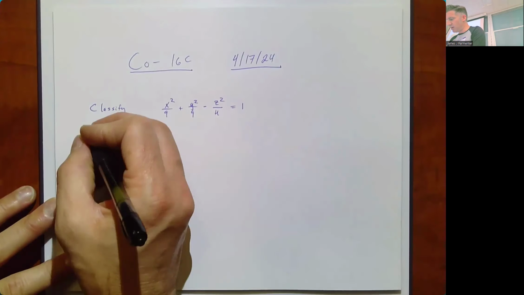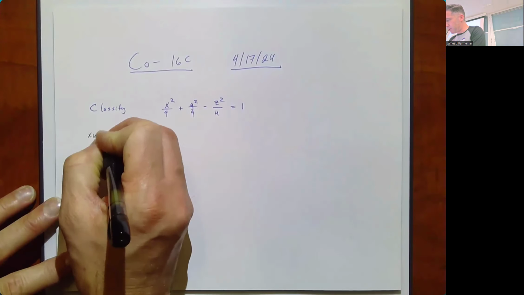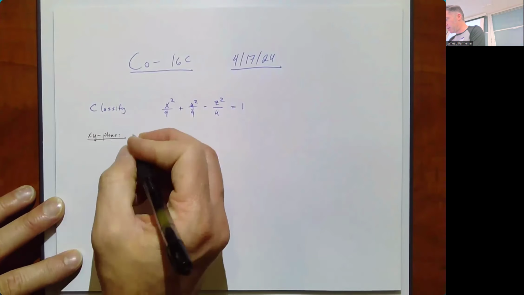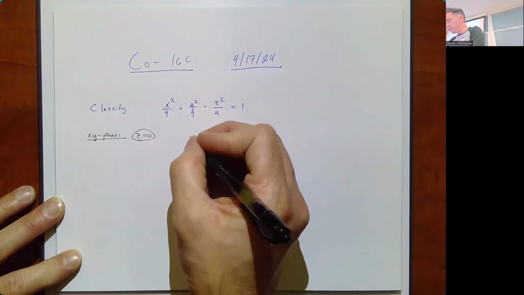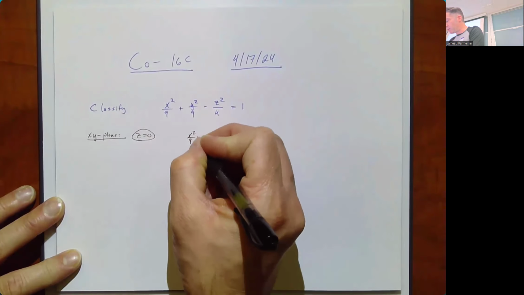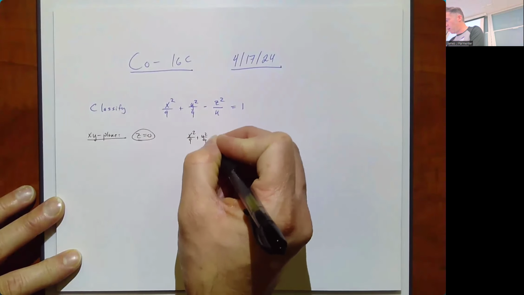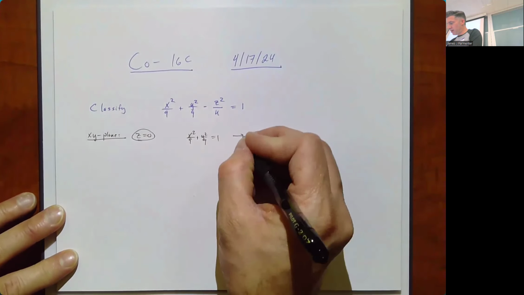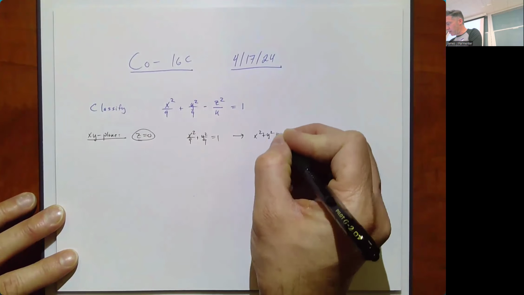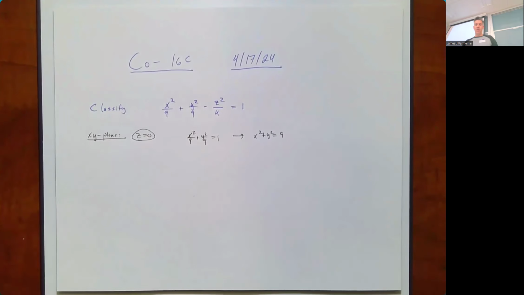Let's look at the xy plane first. To do that, we're just going to set z equal to 0. And we're going to get x squared over 9 plus y squared over 9 equal to 1. Or as I would probably prefer to write that, x squared plus y squared equal to 9. So we know that in the xy plane, our trace is just a circle.